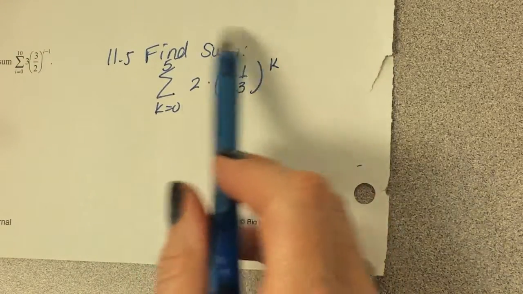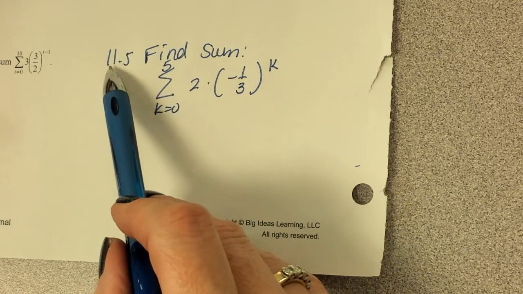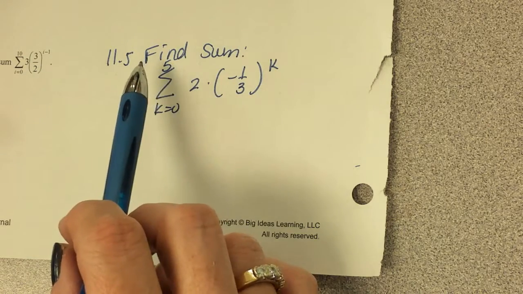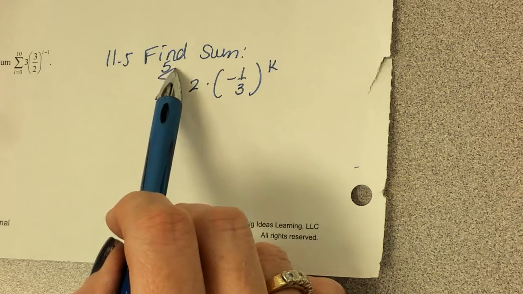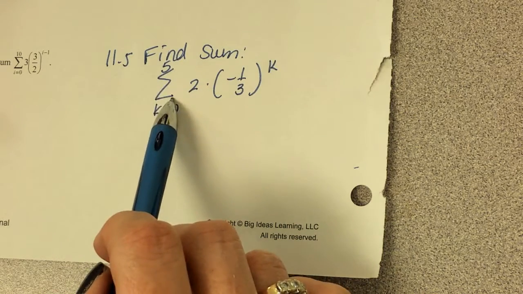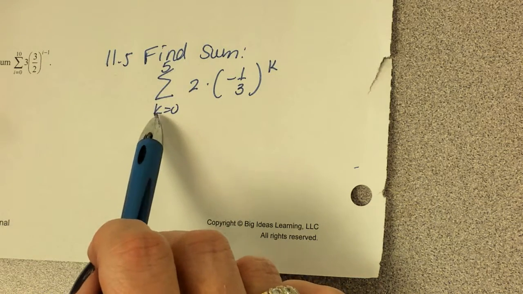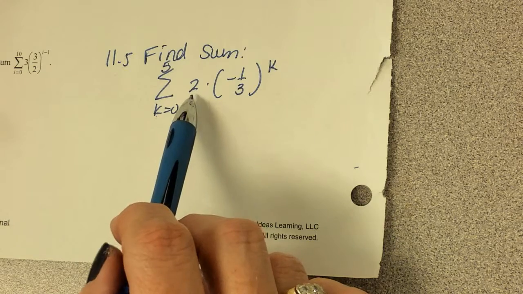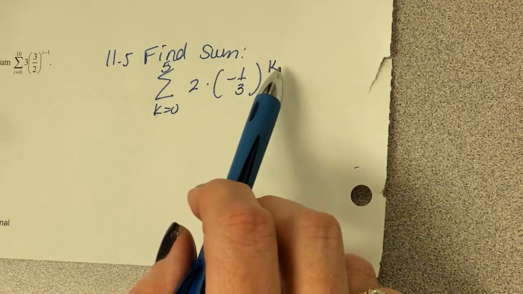So let's come over here now. And you should have an open space here on page 230. And we'll call this question 11.5. I want to do this one before number 12. So we're going to find the sum. Remember, this sigma symbol means the sum of all the numbers as we fill in from 0 to 5. And the function is 2 times negative 1/3 to the k.